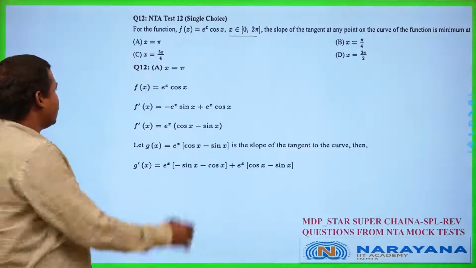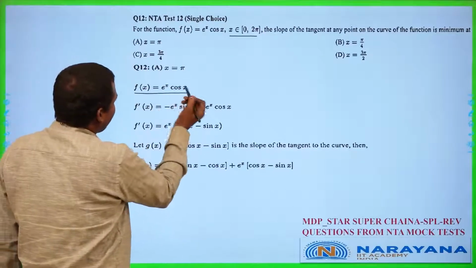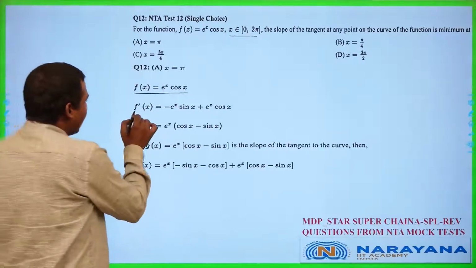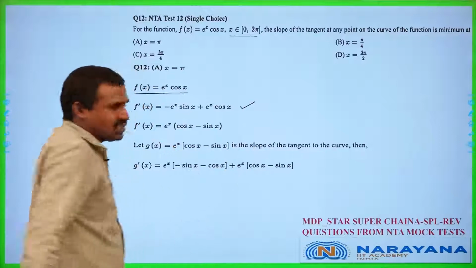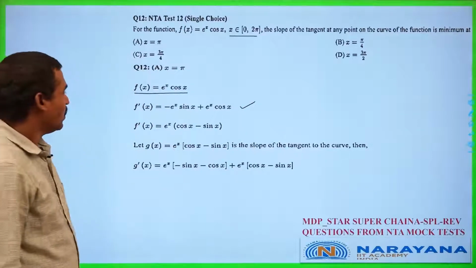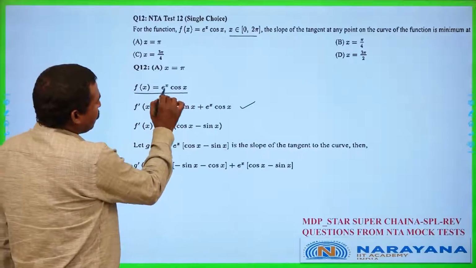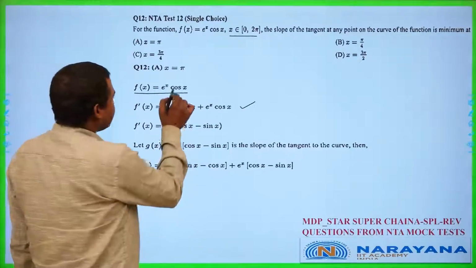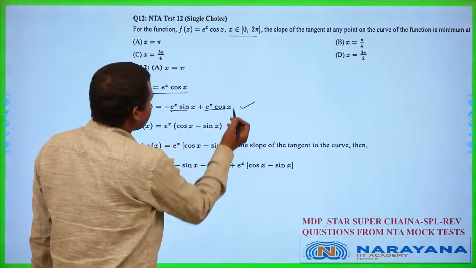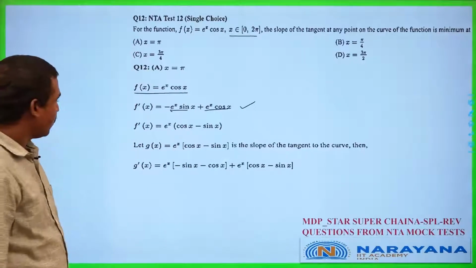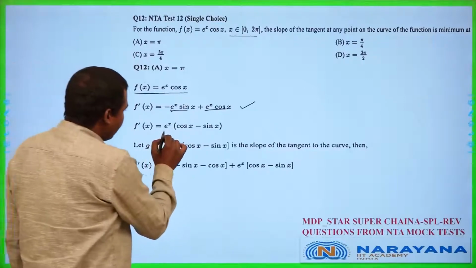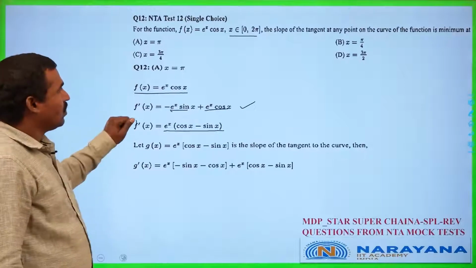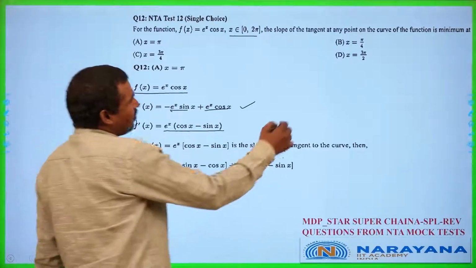So, slopes of the tangents means here f of x is given, f of x is equal to e power x cos x. The f dash x represents slopes of the tangents. So, f dash x, it is the UV method: e power x into the derivative of cos x, which is minus sin x, plus cos x into the derivative of e power x, which is e power x. Now, f dash x is equal to e power x (cos x minus sin x). This is slopes, but here we have to find the minimum value of slopes.